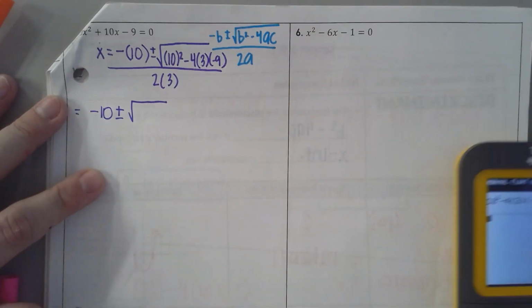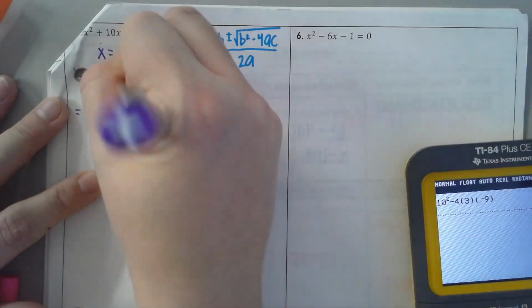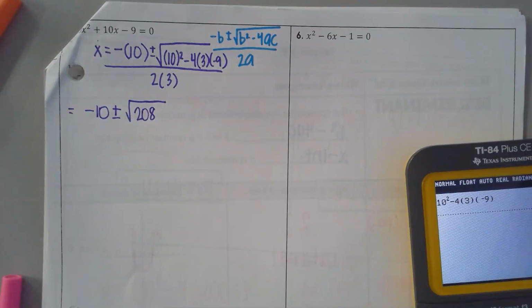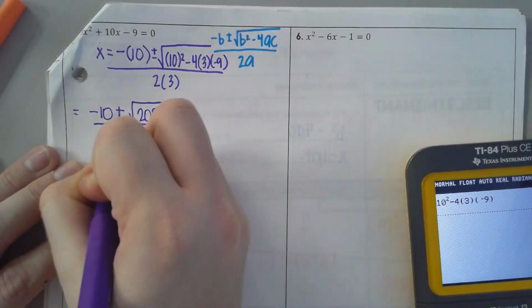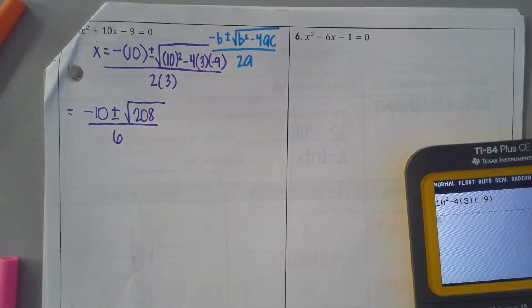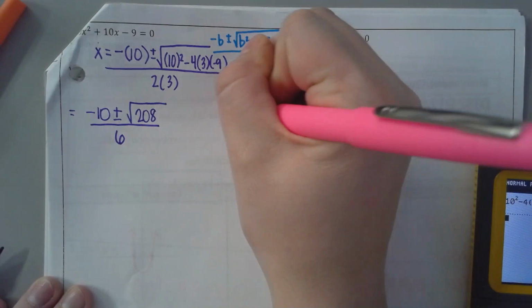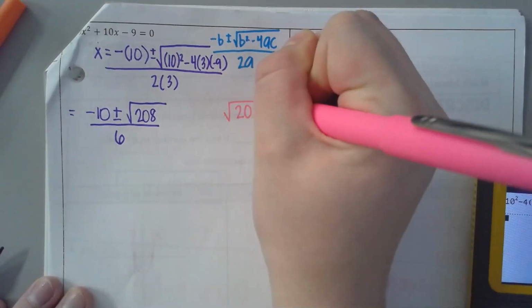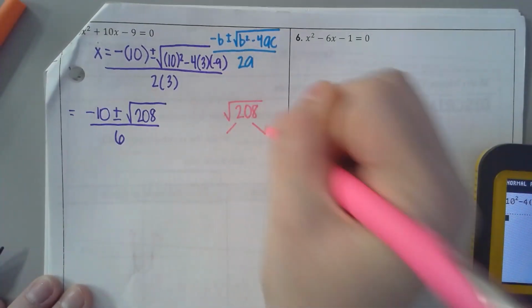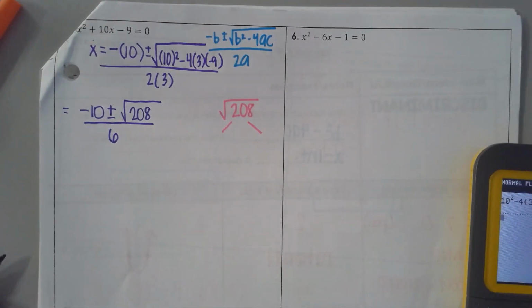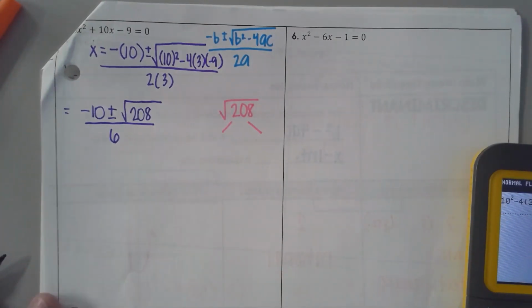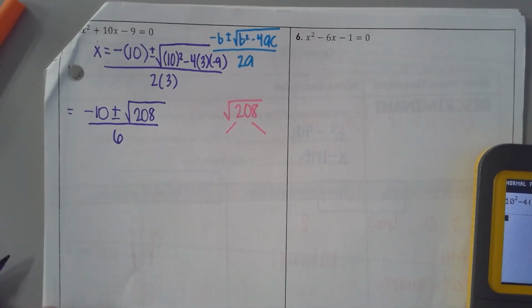Now under the square root, I'm going to get 208. Is that a perfect square? No. So how we proceed from here is a little bit different. So if we're going to go over to the side, and we're going to simplify the square root of 208, you need to find the largest perfect square that goes into 208.